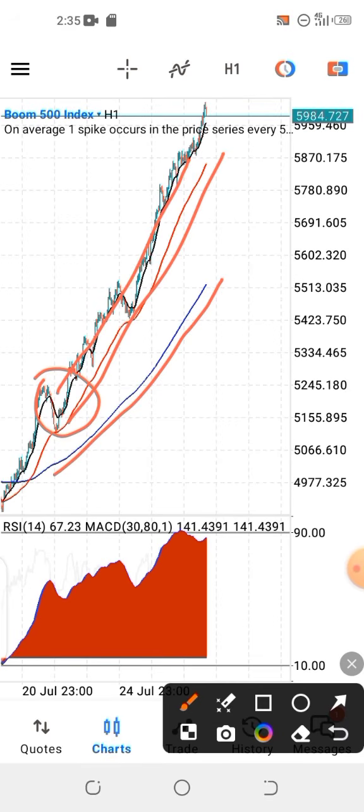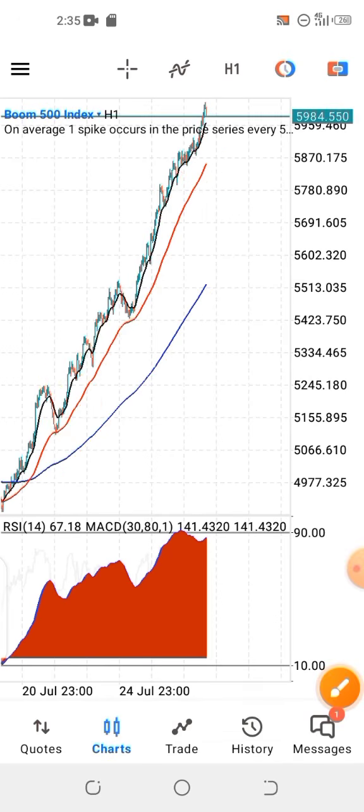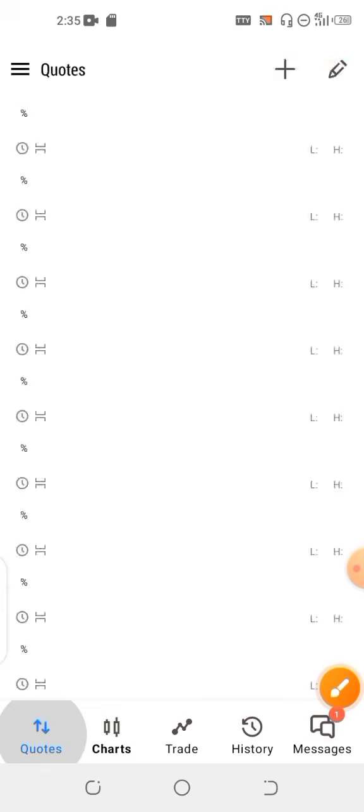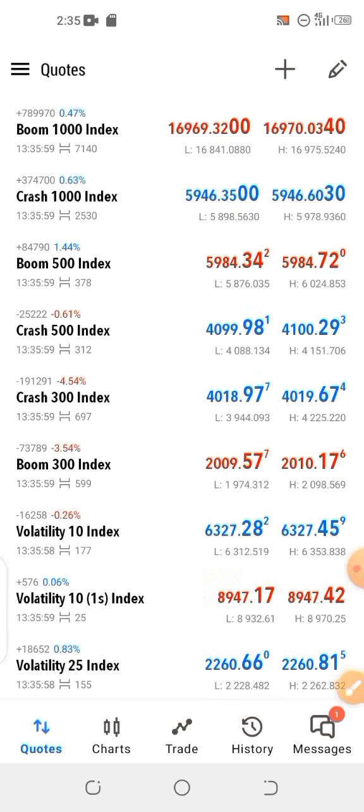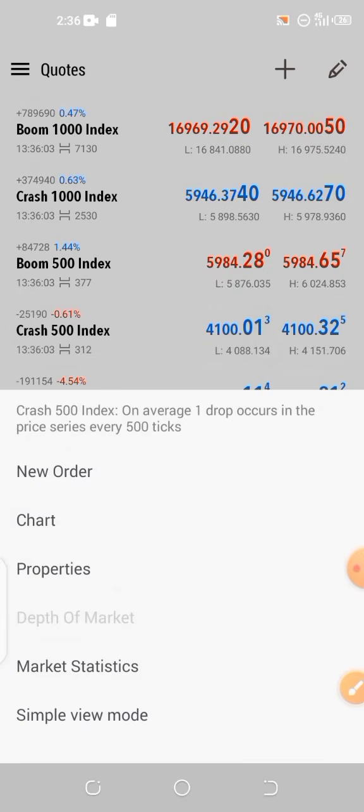So guys, from here now you can catch a lot of spikes. Always check your 1 hour time frame to see what it is doing before you enter the market, guys. Before you enter the market. Okay, let's check Crash. Let's see if you can see a very good strategy here. Let's check Crash 500.